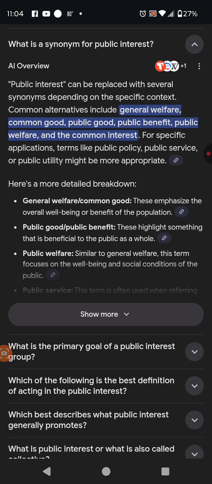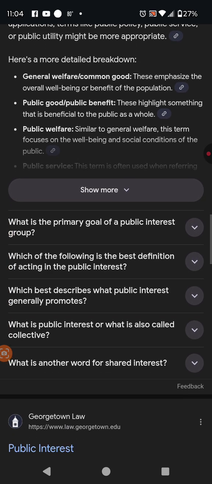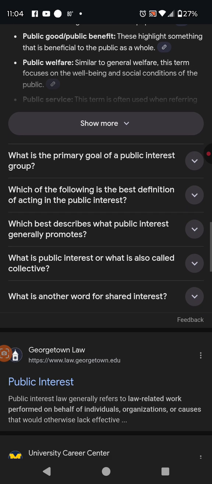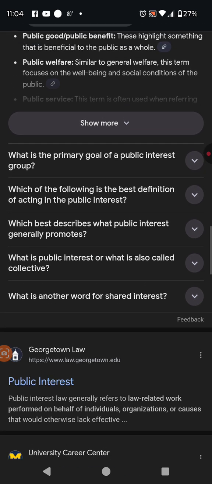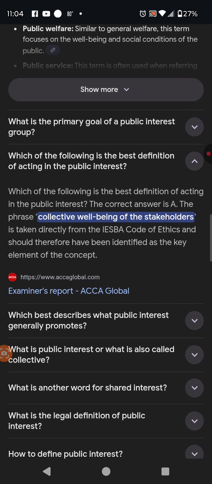Public interest can be replaced with several synonyms depending on the specific context: general welfare, common good, public benefit, public welfare, and common interest. For specific applications, terms like public policy, public service, and public utility might be more appropriate. Okay. What is the primary goal of a public interest group? What is the best definition of acting in the public interest?